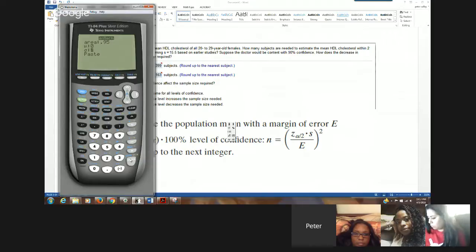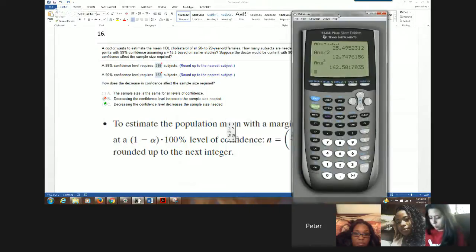Mean of 0, standard deviation of 1. Hit enter. Okay, so my z-score is 1.64. Then I want to multiply that by the standard deviation of the sample, and then divide that by the margin of error, which was the 2. And then I just want to square it. I round that number, 162.5, up to 163.